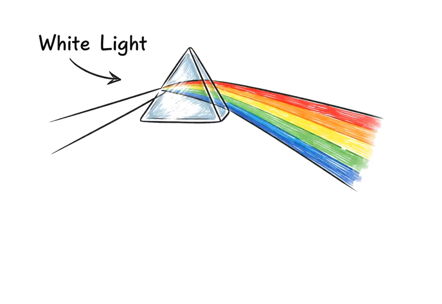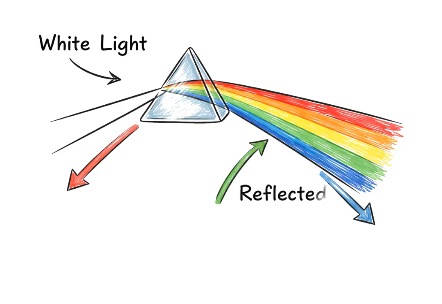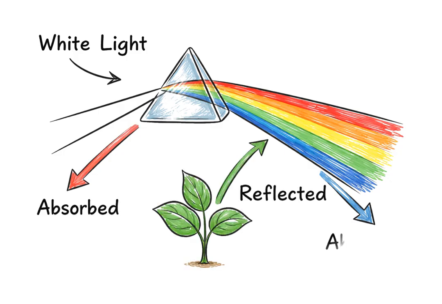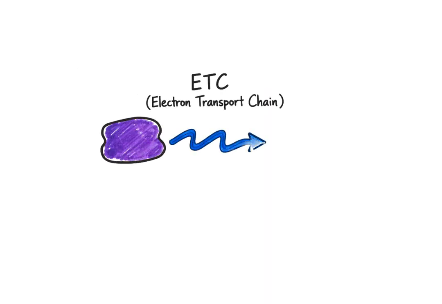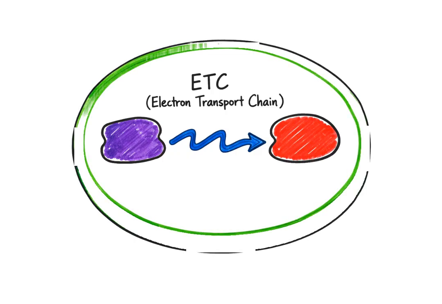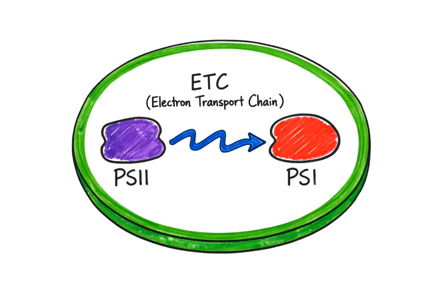Pigments like chlorophyll absorb specific wavelengths of light. Chlorophyll A, for instance, absorbs blue and red light, but reflects green, which is why plants appear green to us. The light-dependent reactions occur in the thylakoid membranes. They involve photosystems, clusters of pigments and proteins that capture light energy.